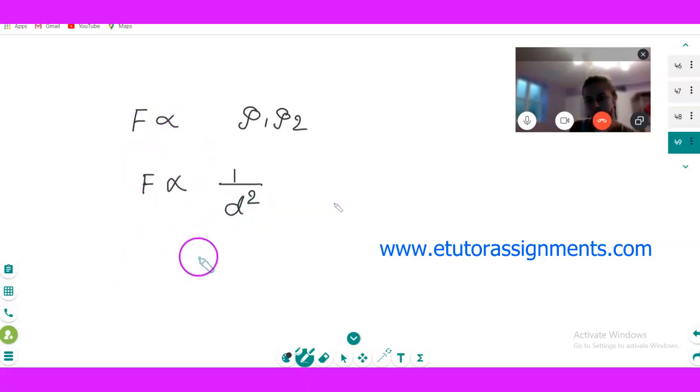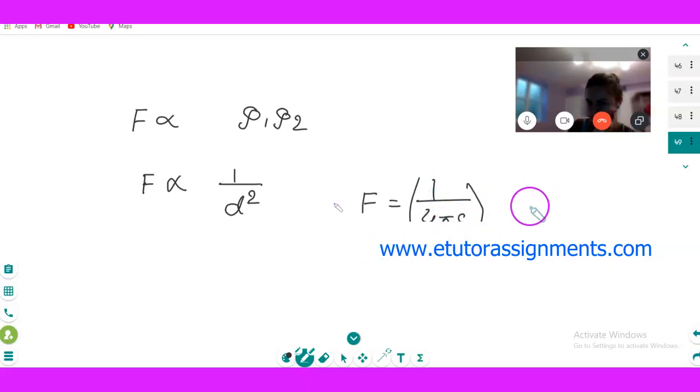So if we want to remove this proportionality, we have to add a constant, 1 by 4 pi epsilon 0. It is known as this constant. So the force is 1 by 4 pi epsilon 0, q1 q2 by r square.